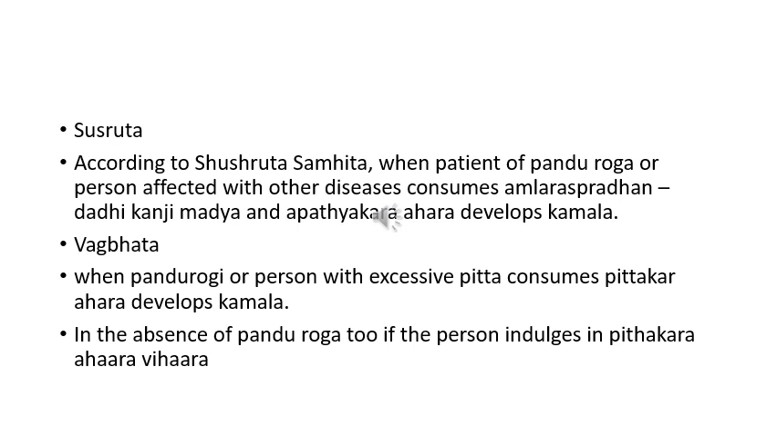What Vagbhata has mentioned, I have explained earlier. A Pandu Rogi, or person with excessive Pitta, consumes Pittakara Ahara Vihara. So the Pandu Rogi already has excess Pitta vitiation in the Sharira. If he continuously indulges in Pittakara Ahara Vihara, he develops Kamala. He has also mentioned that in the absence of Pandu Roga also, if the person indulges in Pittakara Ahara Vihara, he can get Kamala. And that is Swatantra Kamala. The first one is Paratantra Kamala.